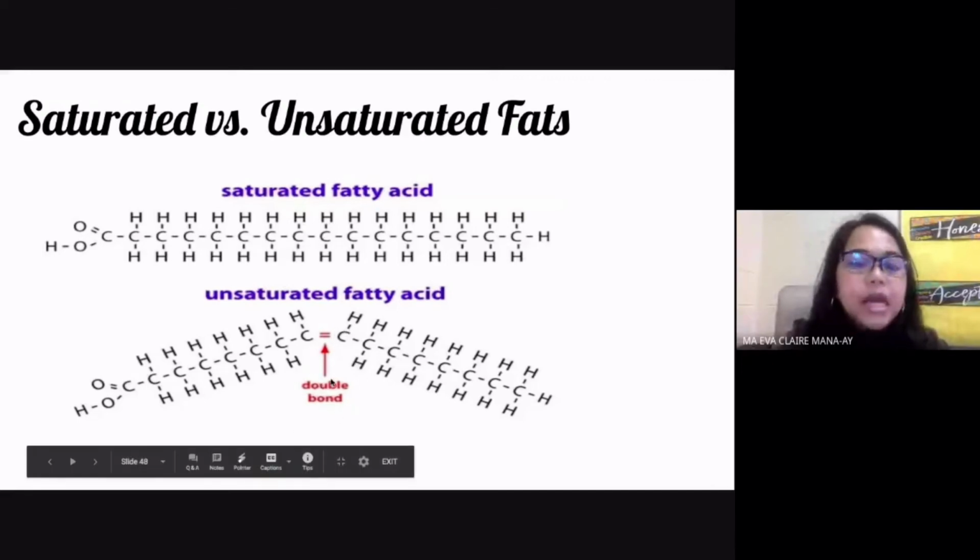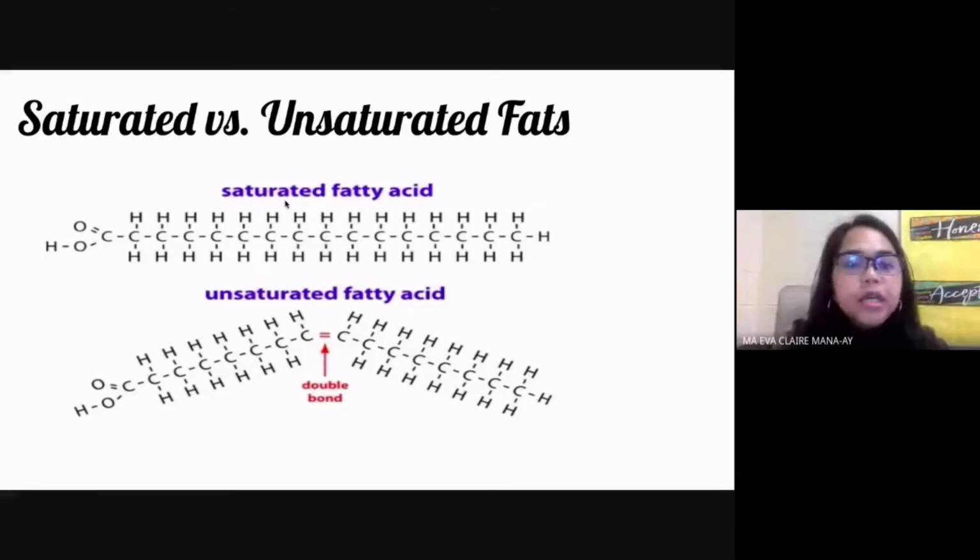There's one double bond, which means that if you compare the number of hydrogen atoms between your saturated fatty acid and your unsaturated fatty acid, your saturated fatty acid would have more hydrogen atoms. When you form your double bond here, those hydrogen atoms are lost. So comparing the number of hydrogen atoms, your saturated fatty acids would have more. That's why we call this saturated. It means it is saturated with hydrogen atoms.